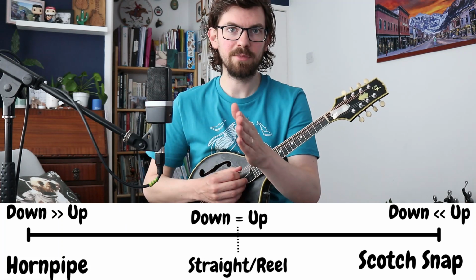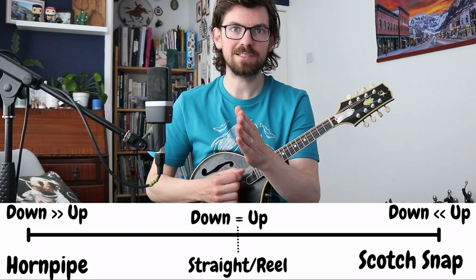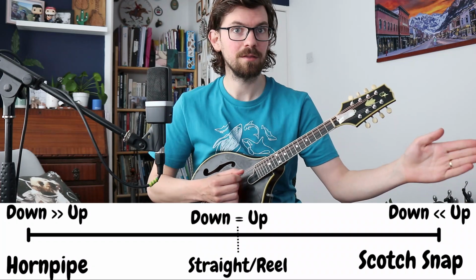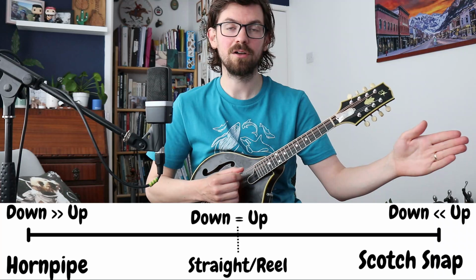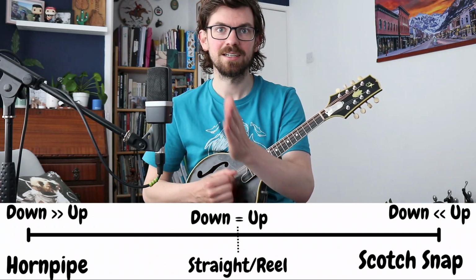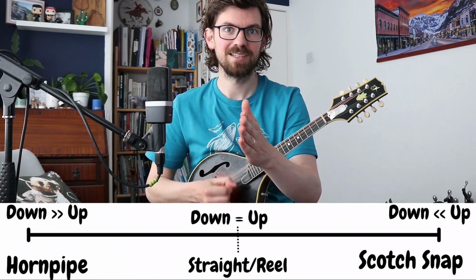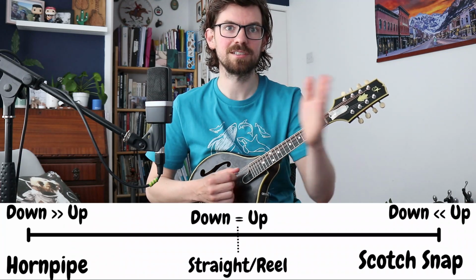If we go back to the middle, what would happen if we switched that round and did a short down and a long up? So you get short, long, short, long, short, long. So you've got straight, hornpipe, straight, and then this. These are called Scotch snaps.